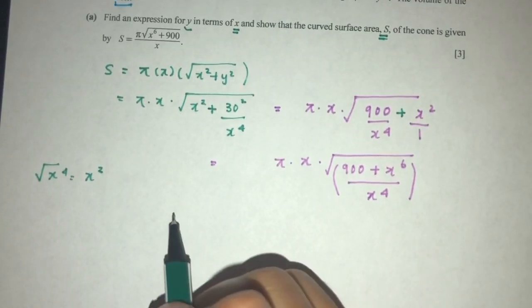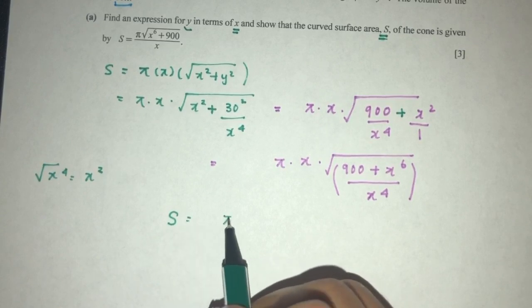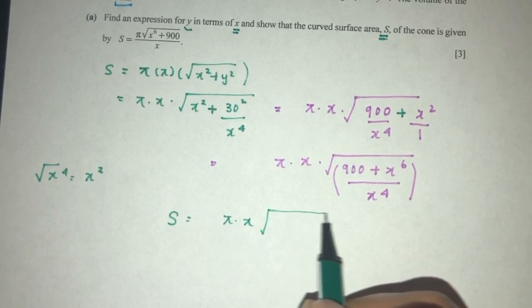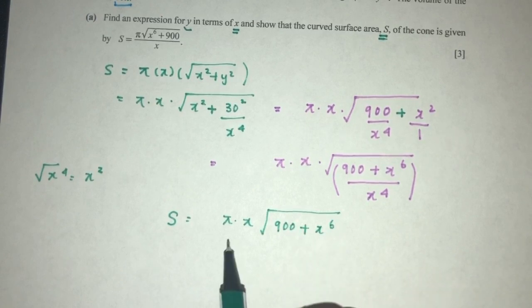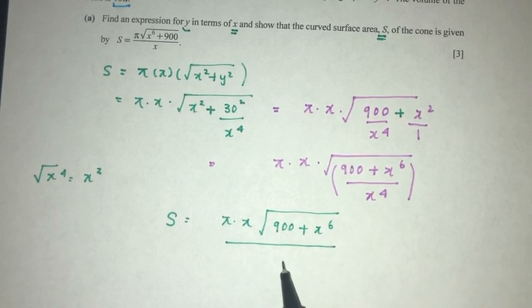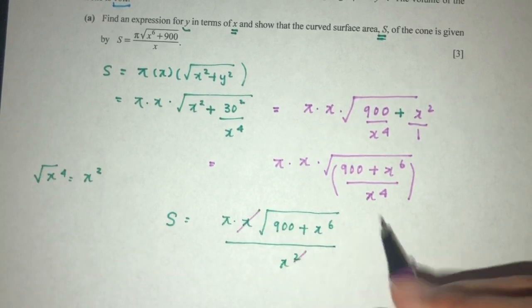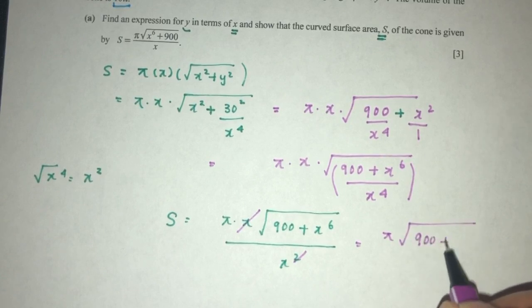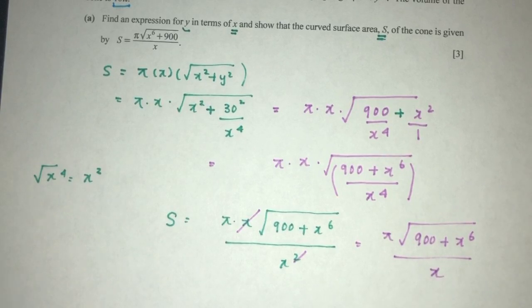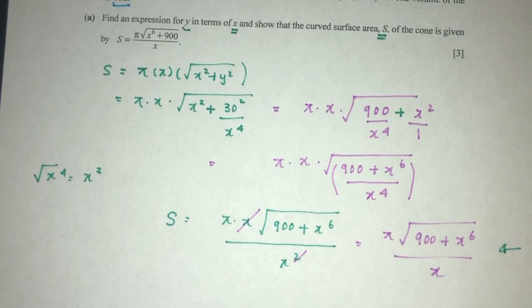So it means that S will have to be this times x, the root of 900 plus x to the power 6. And as we have seen, this will become x squared. Now finally, this and this will cancel out. So you will have this, the root of 900 plus x to the power 6, over the value of x. That will be S, this is shown as required. That is part 1 of your question.